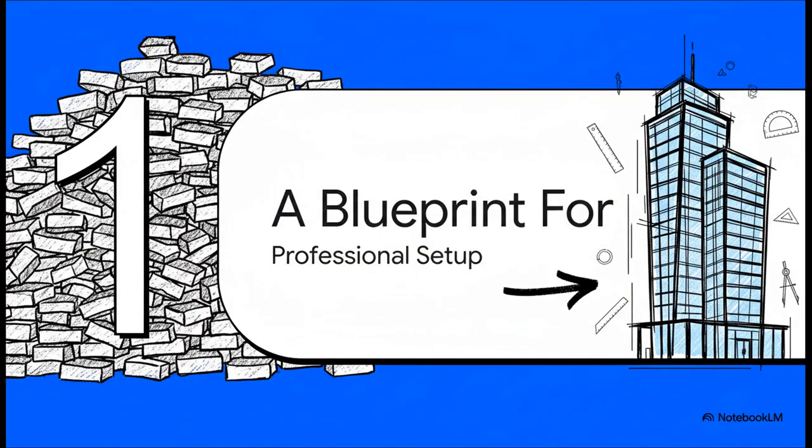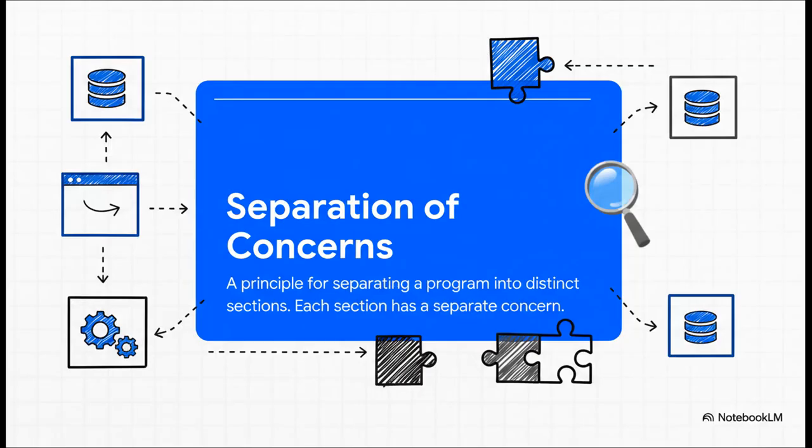But here's the good news. There is a much better way. We're going to go from that messy pile of code to a real, professional blueprint. And it all starts with one single, powerful idea. And that idea is separation of concerns. Honestly, this is the bedrock of pretty much all good software design. All it means is that every piece of your application should have one job.